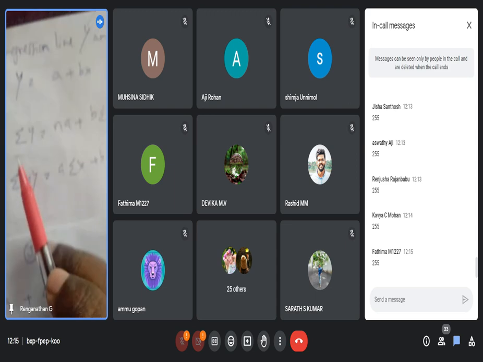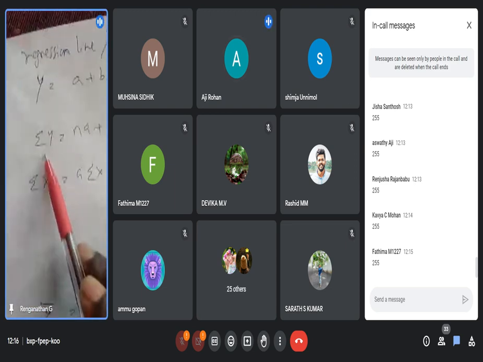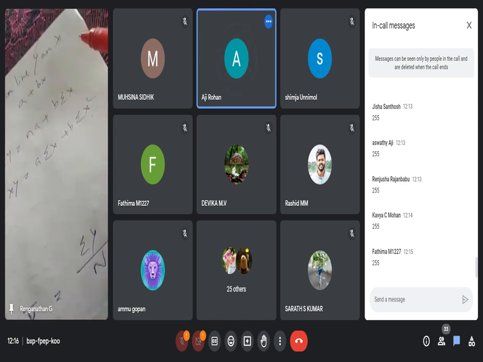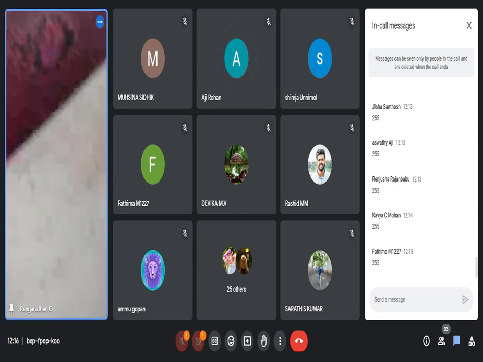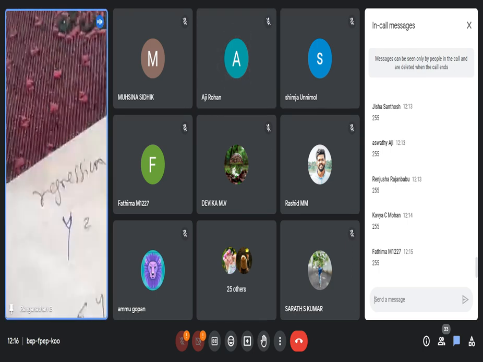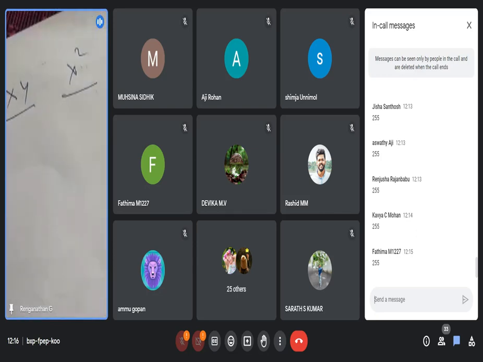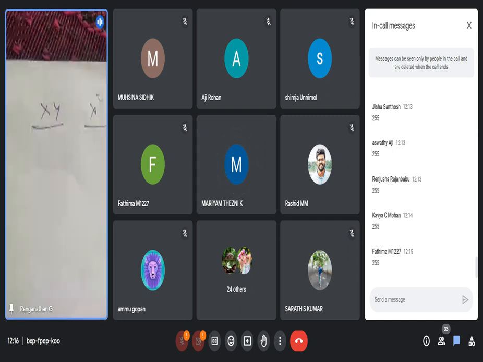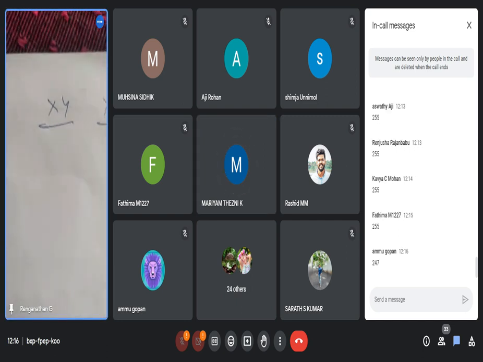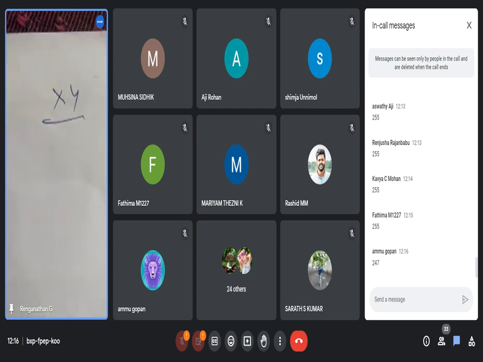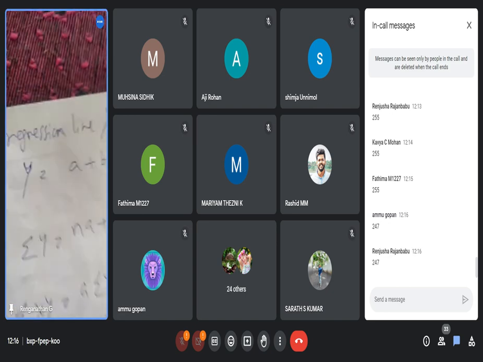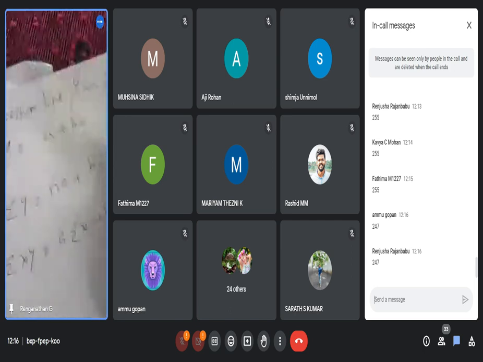See, what's our formula? Sir, I got sigma xy as 256. Sigma xy 247, I got it is 247. Just check it once more. What about the others? 247, sir. I got the same answer, 247. Okay, Amma. Okay, Ranjusha.